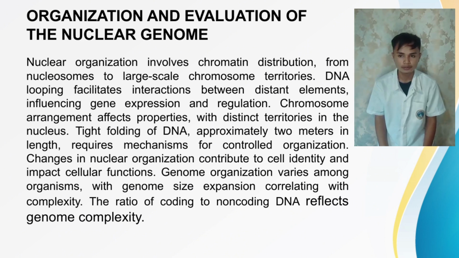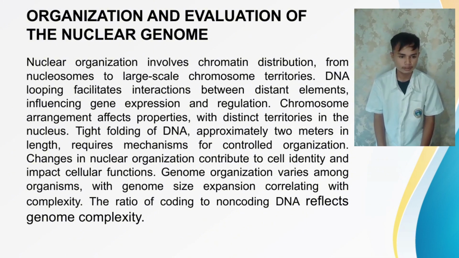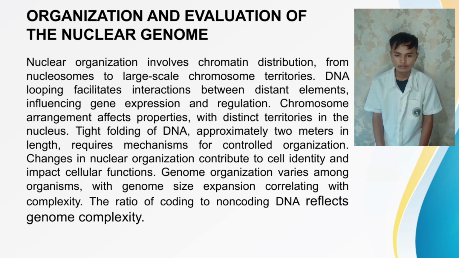Organization and evolution of the nuclear genome. Nuclear organization involves chromatin distribution in the nucleus into large-scale chromosome territories. DNA looping facilitates interaction between distant elements, influencing gene expression and regulation. Chromosome arrangement affects properties, with distinct territories in the nucleus.